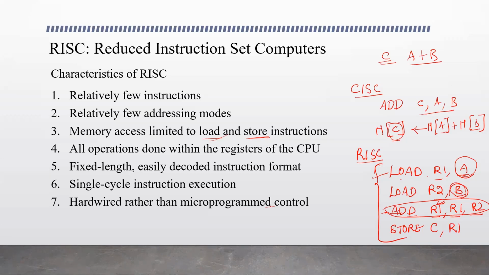So these are all the special characteristics of reduced instruction set computers. We have relatively few instructions and few addressing modes. Memory access is limited to load and store instructions. All the other operations are done within the registers of the CPU. Instructions have fixed length and are easily decoded, with single cycle instruction execution and hardware rather than microprogrammed control.